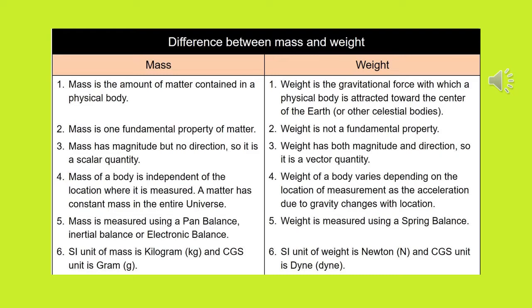On Earth, at pole and equator, the value of g is different. On the surface of Earth or at high altitude, the value of small g is different. So, weight of the body may vary with the change in the value of acceleration due to gravity, but mass does not change. Mass is measured using a pan balance, and weight is measured by using a spring balance. We have used spring balance in our SAC class. SI unit of mass is kg and SI unit of weight is Newton.